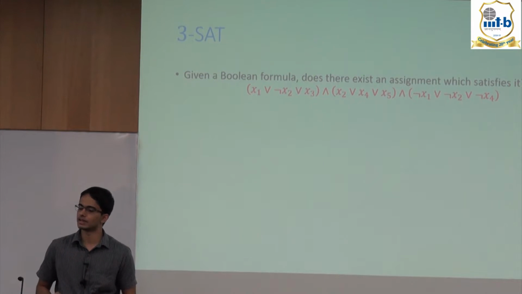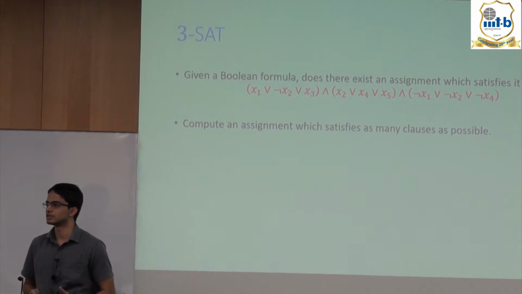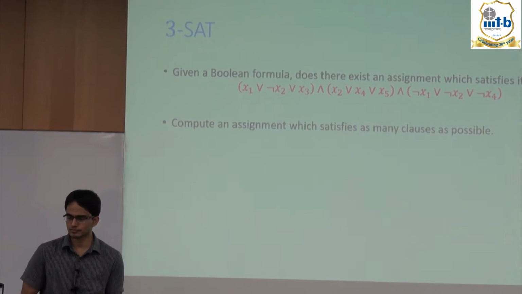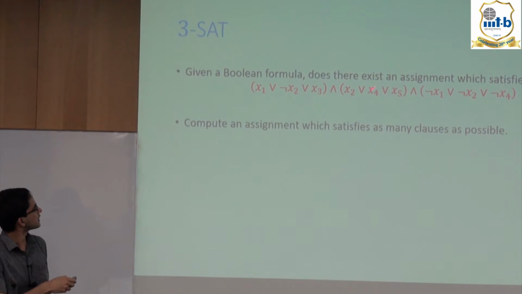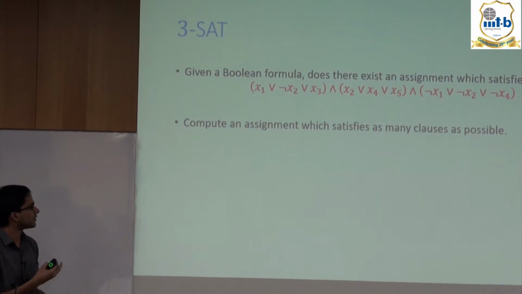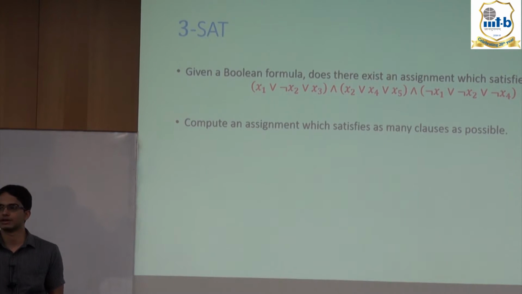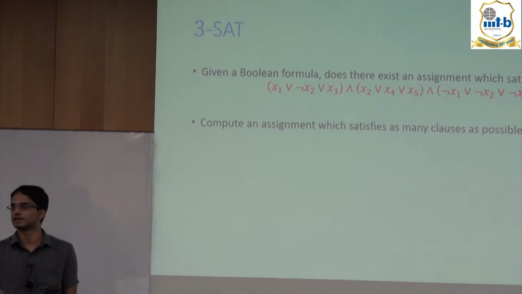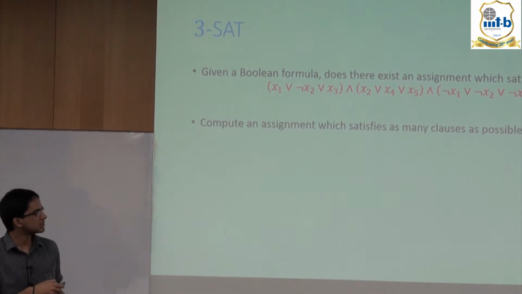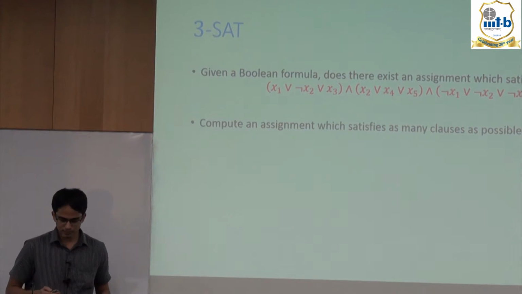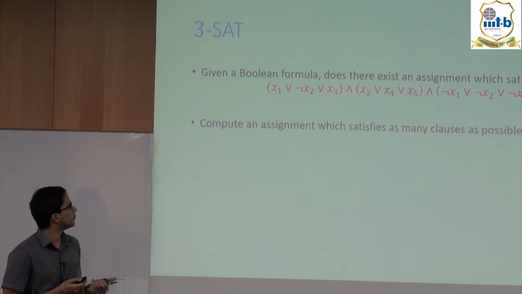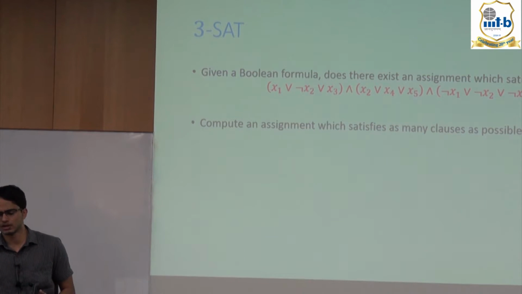So let's ask a slightly related question. If you're given such a list of clauses, can we find an assignment which satisfies as many clauses as possible? Note that if you have an algorithm to solve the second problem, you can solve the first problem. If you have an algorithm which finds the assignment which satisfies as many clauses as possible, take that assignment and check whether it satisfies all the clauses or not. So this problem is actually quite a bit harder than the previous one. But again, because we believe that P is not equal to NP, we don't really expect to be able to solve this problem.